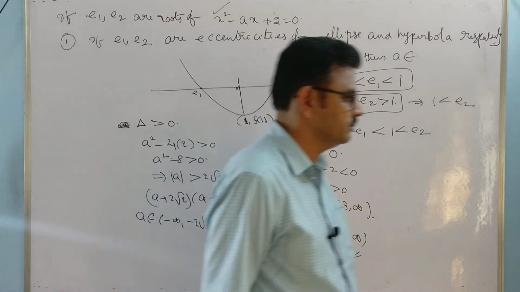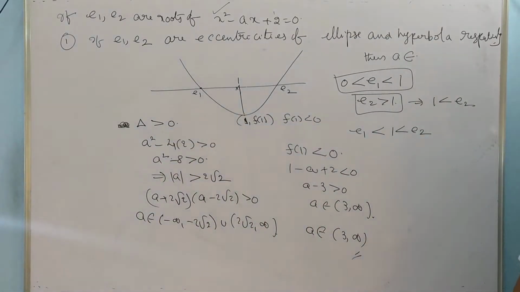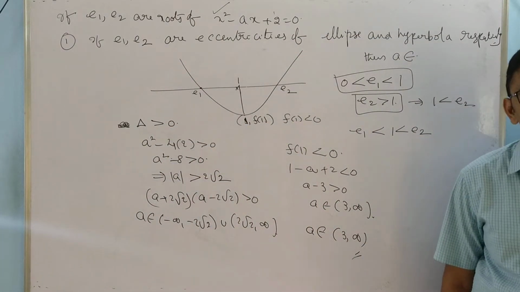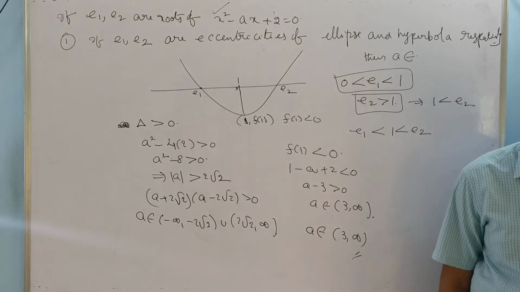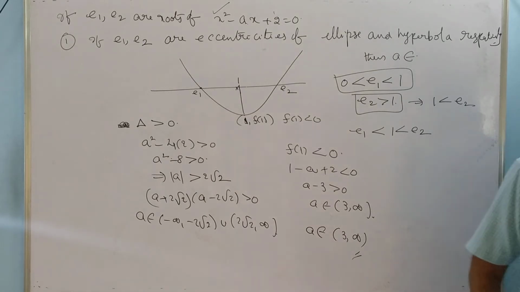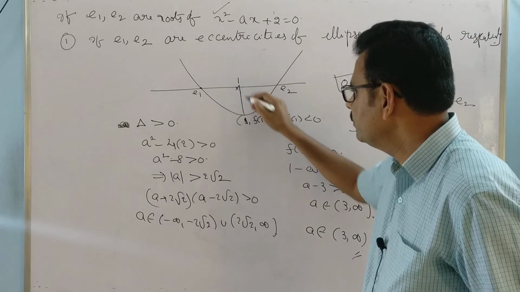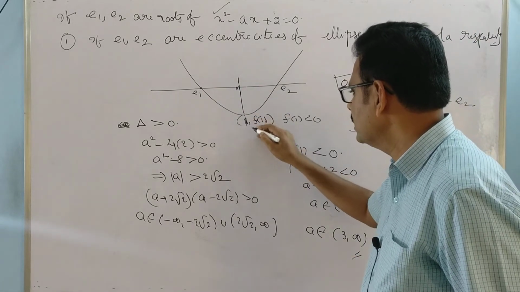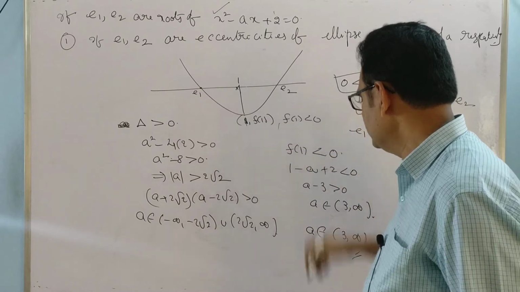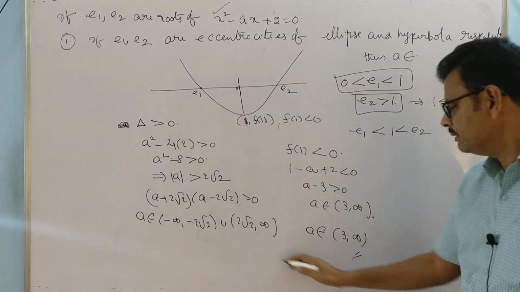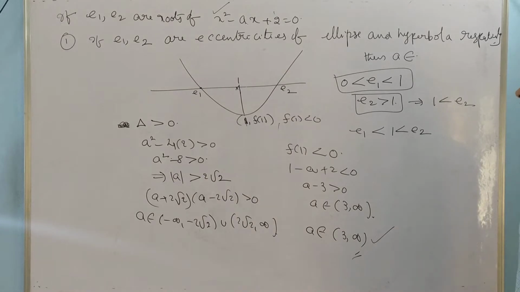A belongs to 3 comma infinity. Delta greater than 0 gives 2 roots, and clearly f of 1 is less than 0. So this is 1 comma f of 1. f of 1 is less than 0. So the intersection of these two is 3 comma infinity.